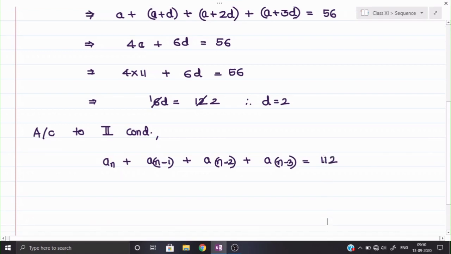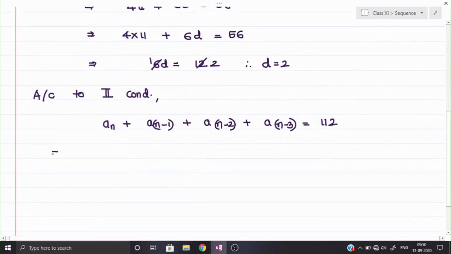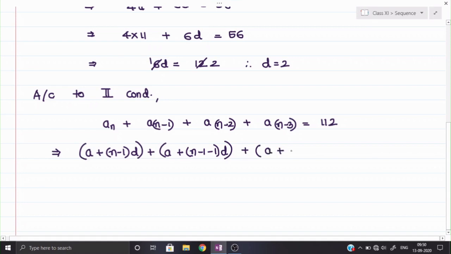Now one by one we shall put in all four terms' values. So an, we can say, will be A plus n minus 1 into D. An minus 1 will be A plus n minus 1 minus 1 into D. So this is an, the first bracket; second bracket an minus 1; third bracket will be A plus n minus 2 minus 1 into D; and the last term an minus 3 I am keeping in the bracket: A plus n minus 3 minus 1 into D is equal to 112.